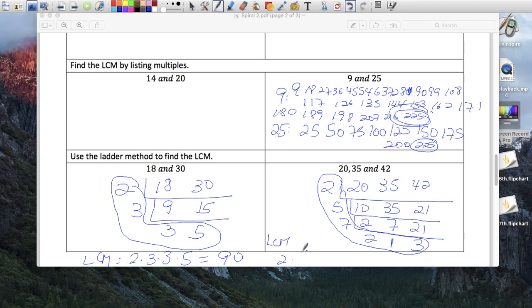The LCM is 2 times 5 times 7 times 2 times 1 times 3. Ugh. All right, so let's start. 2 times 5 is 10, times 7 is 70, times 2 is 140, times 1 is 140, and times 3 is 420. So the LCM of all these three numbers, 20, 35, 42, is 420. Okay, I hope that helped. Okay, and that's that. So that's spiral 2.